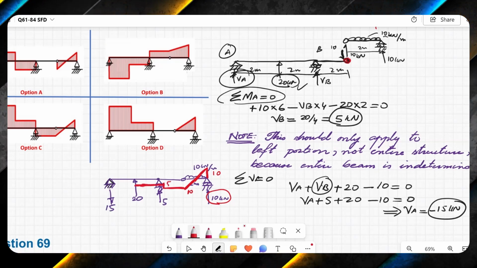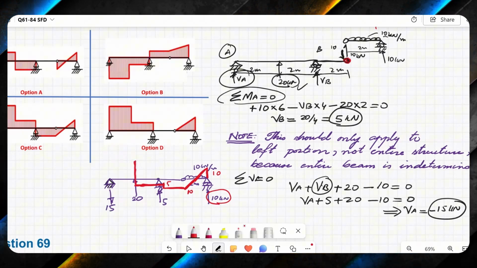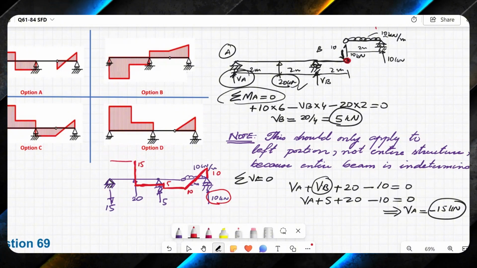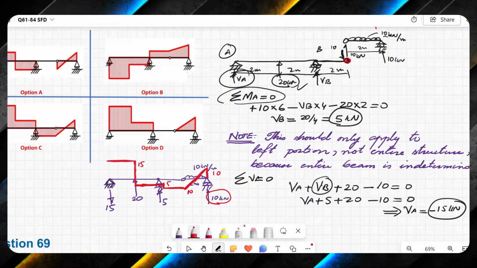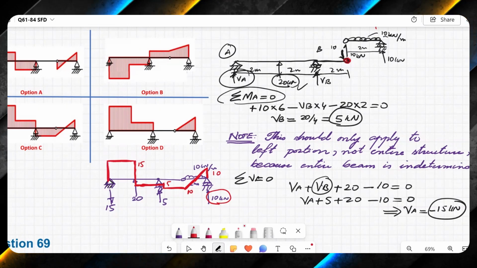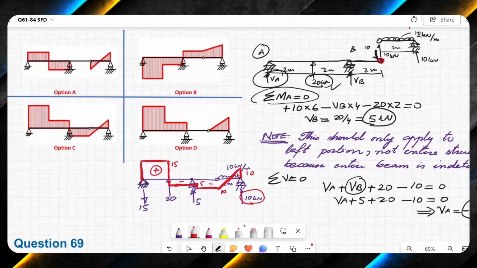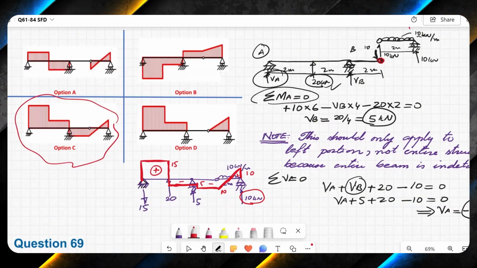Then it's 20 upwards. So 20 upwards means that I have 5 plus 15. So this will be 15. And between these 2 points, I've got nothing. And here, due to downward reaction, it will come down. So here it is positive and negative, negative and positive. This shows that the correct option is option C.